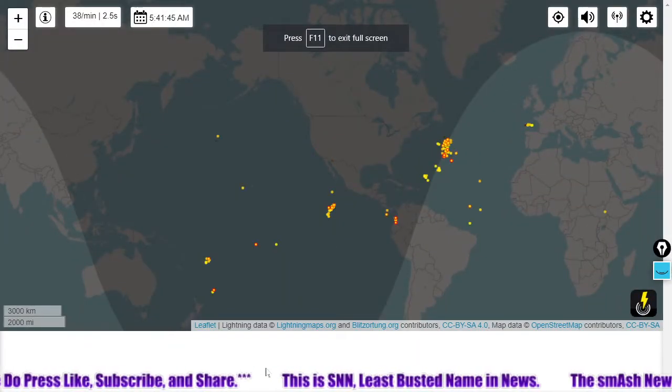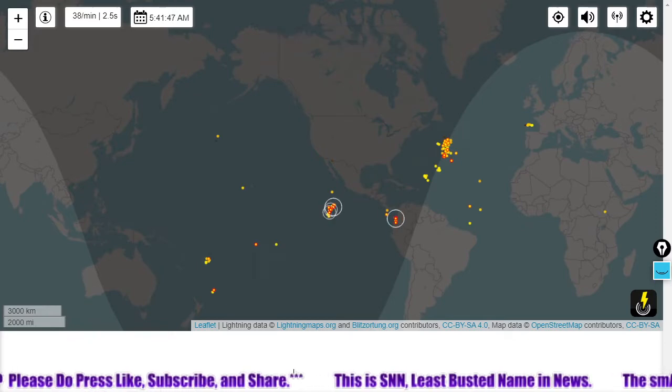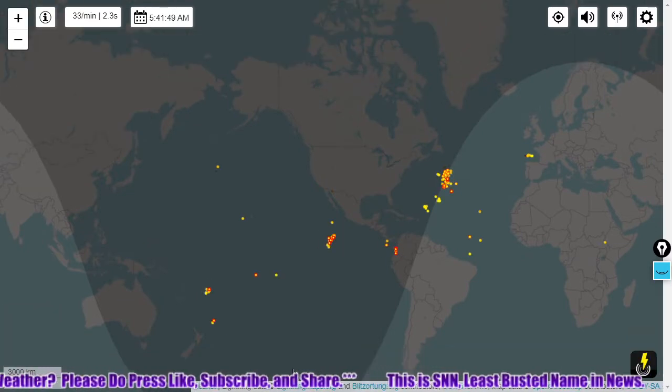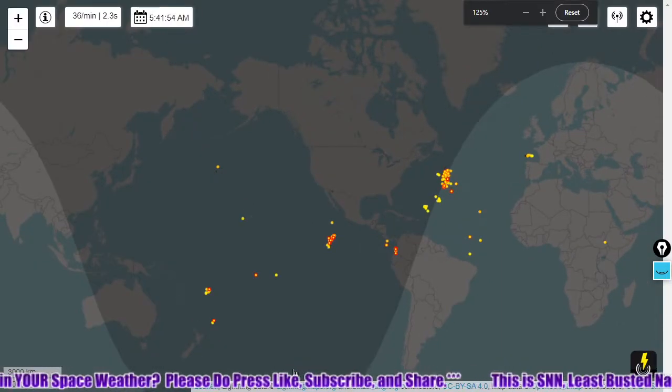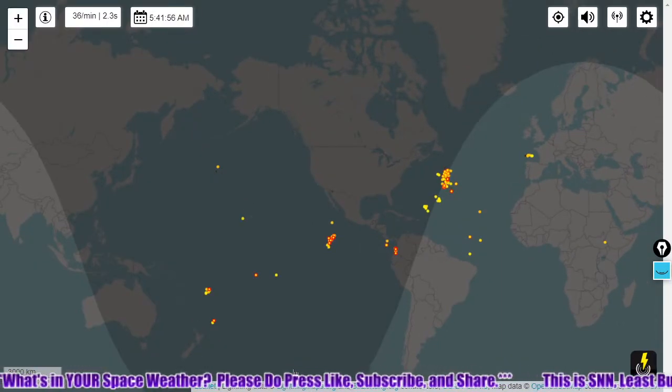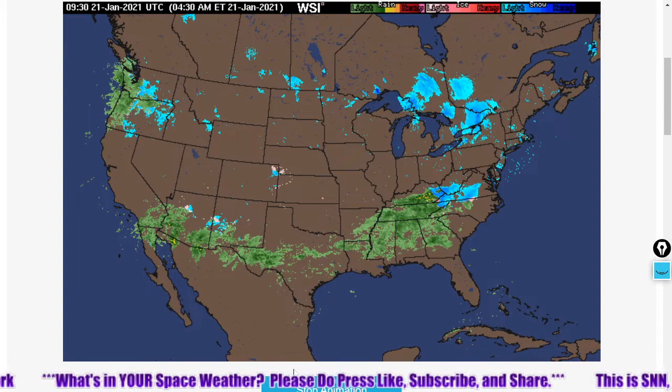Next, looking at a real-time lightning map. I'm interested in lightning and where it's striking. When I hear thunder, I like to head to lightningmaps.org for the real-time lightning map, and we don't see any terrestrial lightning in the U.S. No reason for lightning warnings.